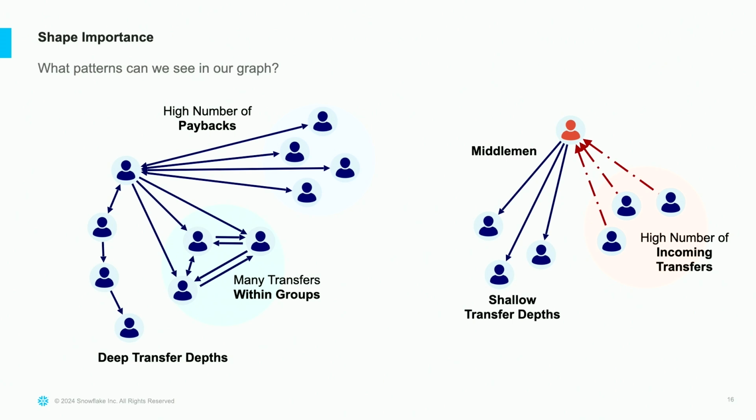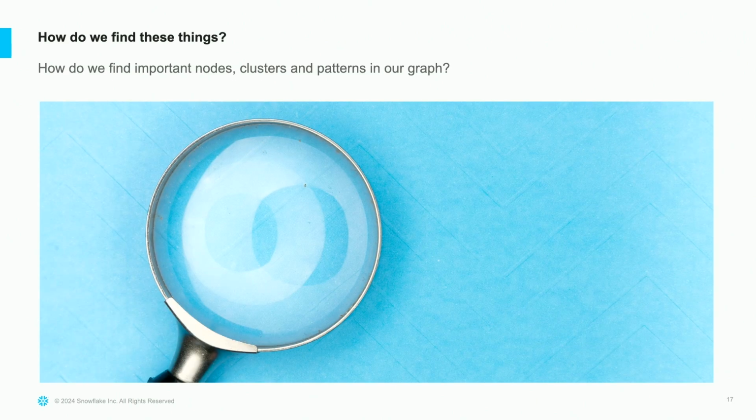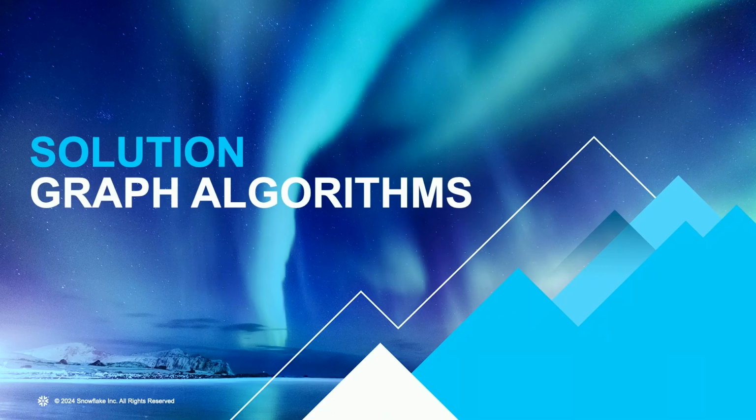So that's the broad idea. That's the solution that we want to tackle. Well, how do we find these things? How do we find what nodes are important? How do we find these clusters? How do we find these patterns in the graph? The solution, of course, graph algorithms.